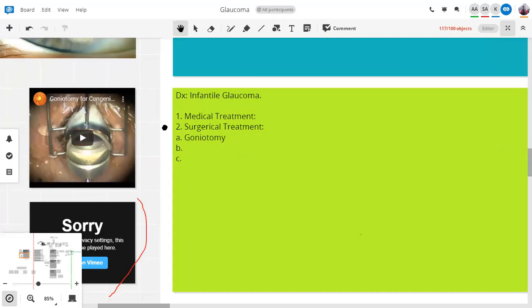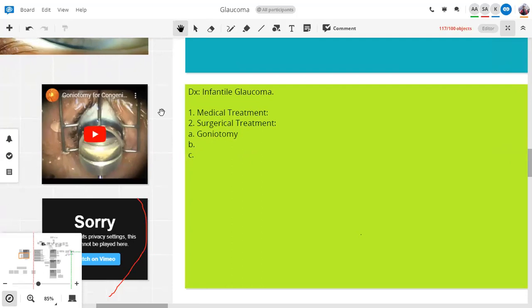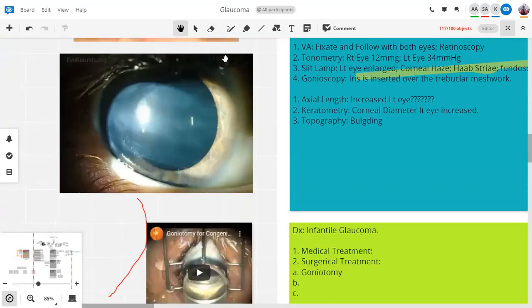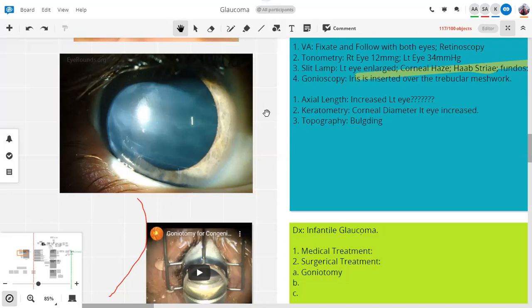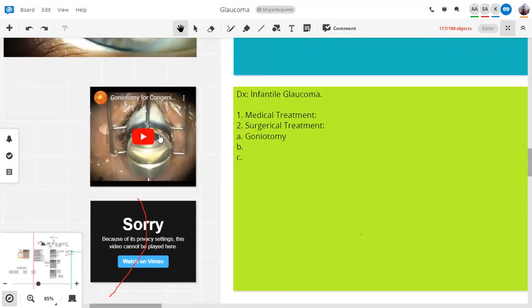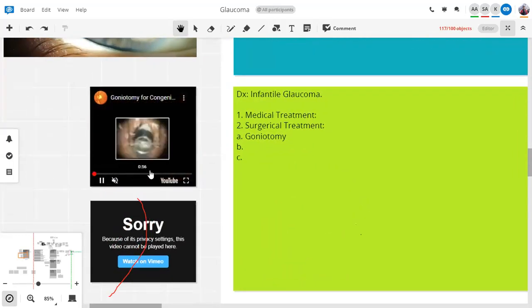Now there's a video here. You can watch it yourselves later. It will be clear to you. What happens is that in this eye, we insert a probe or a knife, a gonio knife, from here, from the opposite side, and we take it all the way over here. We move it slightly right and left, and we incise a part of the angle, a part of the trabecular meshwork, in order to open it. That procedure is called a goniotomy. Okay, this is a video for goniotomy.